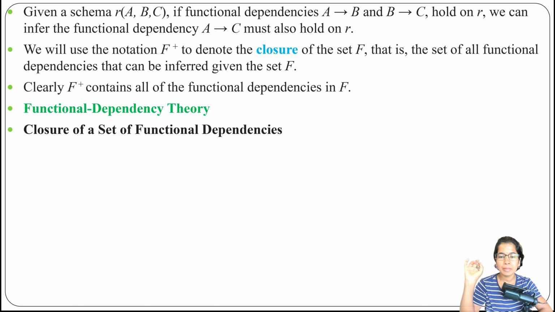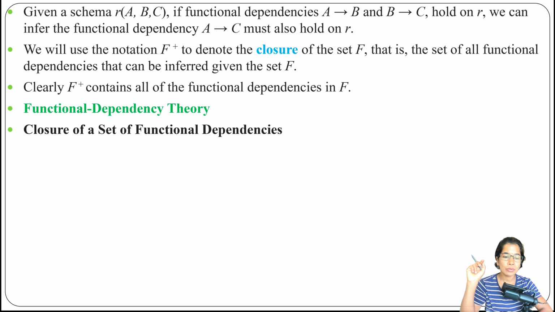Hey everyone, in the previous lecture I already discussed what is functional dependency, the dependency between attributes called functional dependency, and how to identify a functional dependency. If two tuples' A value is the same, then their B value must be the same. Means if T1 of A equals T2 of A, then T1 of B should equal T2 of B.